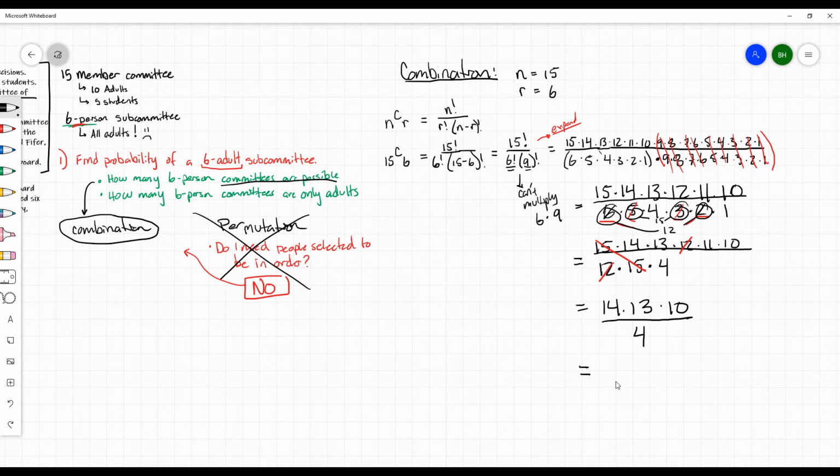So here, if I multiply the 14 and the 13, I'm going to get 182. Multiplied by 10 is going to be 1,820 divided by 4, which gives me an answer of 455 different 6-person committees.